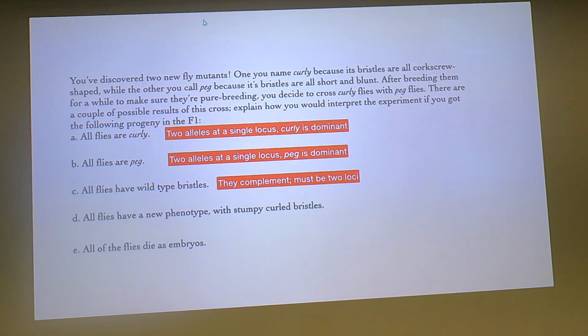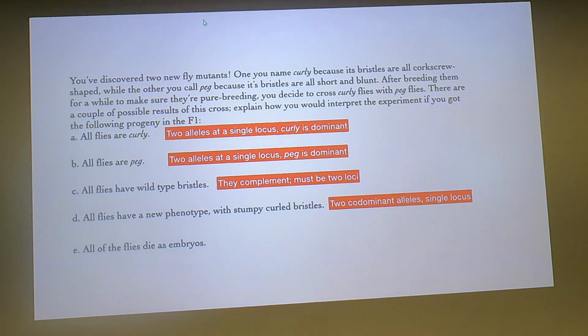Did they complement? No, they did not complement, right? So that suggests they're at the same locus, right? But they're neither curly nor peg. What does that say? Is that codominance? Could be codominance, yeah. So you've got a different relationship between the alleles there.